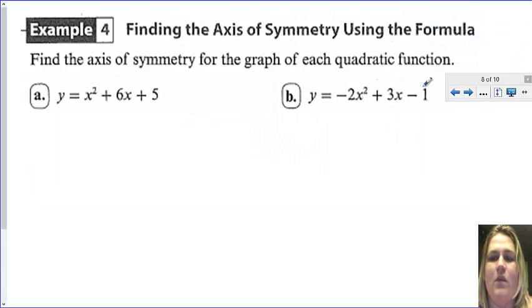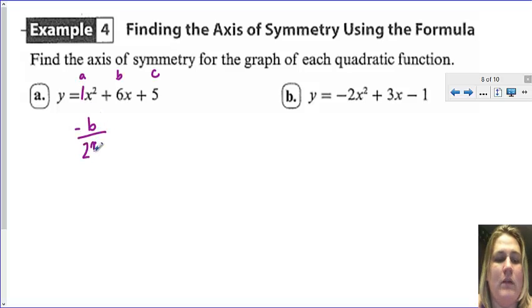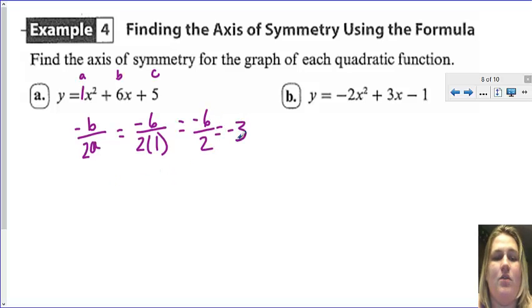So, for example, it wants us to find the axis of symmetry for the graph of each quadratic function. I know that I have to use a, b, c. A doesn't have a coefficient here, but I should remember that it's an understood 1. We just said we can find it by taking the opposite of b over 2a, which is going to be -6, which is b, over 2, and instead of a, I put 1. So I have -6 over 2 gives me -3. So that is going to be my axis of symmetry. X is equal to -3.